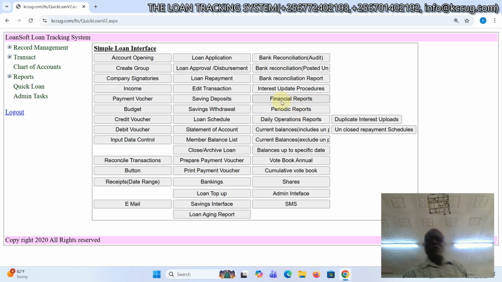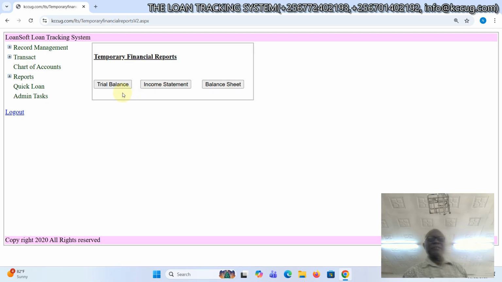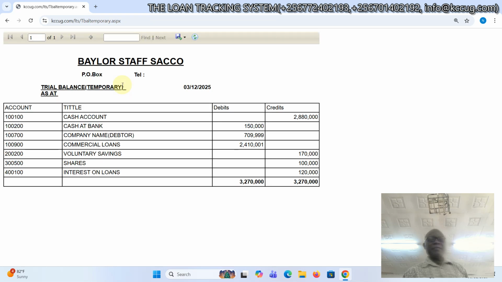If you click on financial reports and click on trial balance here, okay, you will find this account. We call the company name data. We are going to change it to SACCO collection account.